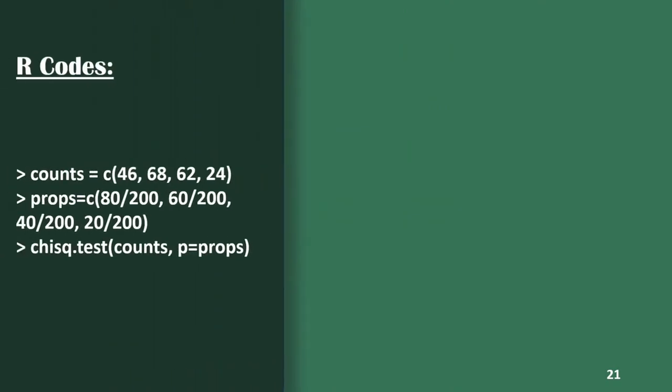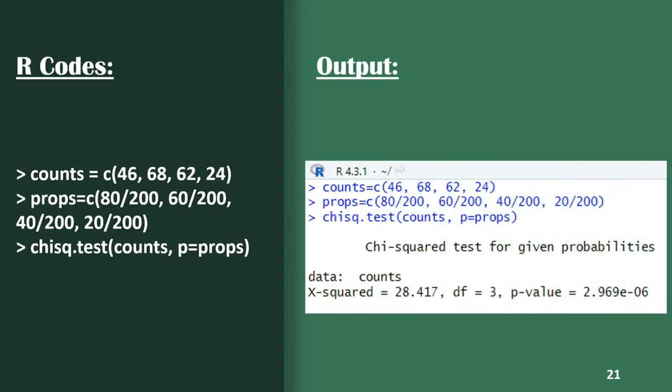Next, we type the R code like in the previous two examples, storing the observed frequencies in the variable counts and the probabilities in the variable props. Then we perform the chi-square test using this syntax. Now the output is shown like this. We have degrees of freedom equal to 3 and the p-value is very small, so we can reject our null hypothesis.